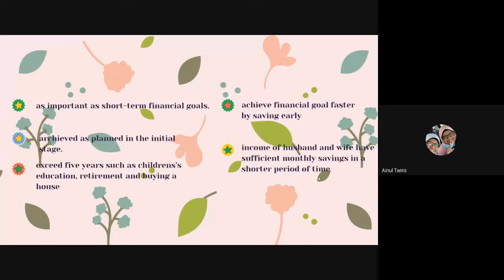For example, we should prepare for retirement, buy a property, and save for children's education. Long-term financial plans vary for each individual. Vary means different. The income of an individual or joint income of husband and wife allows an individual to have sufficient monthly savings in a shorter period of time.